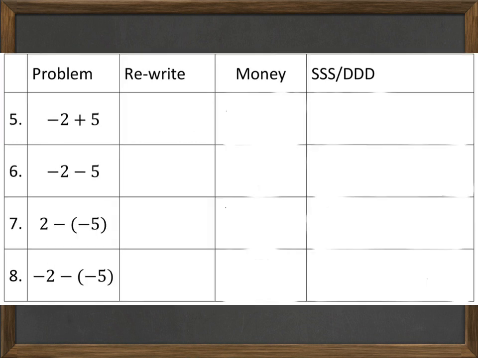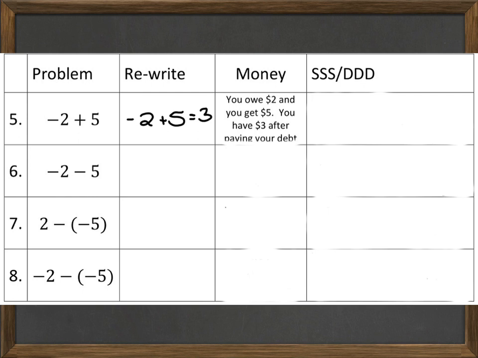Okay, let's do the next 4 problems. So again, first we can rewrite this. Not really anything to do here. Okay, interpreting it in terms of money, we owe $2 because it's negative. Then we get 5. Again, implying that we pay back our debt. We pay back that $2. And after we pay back that debt, we still have $3 left over, which is a positive 3.